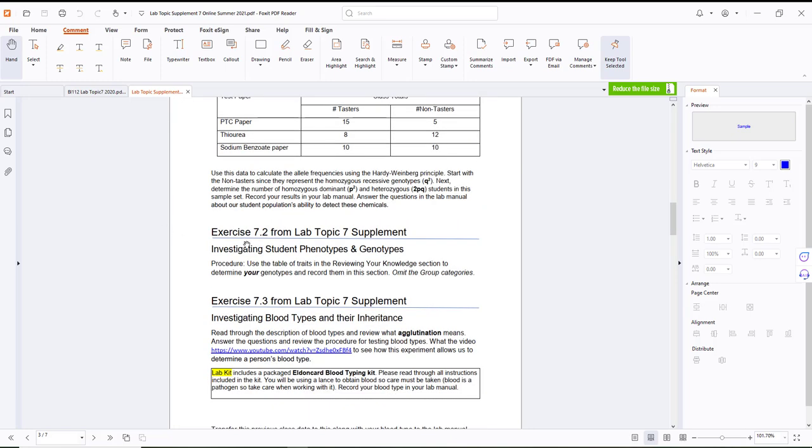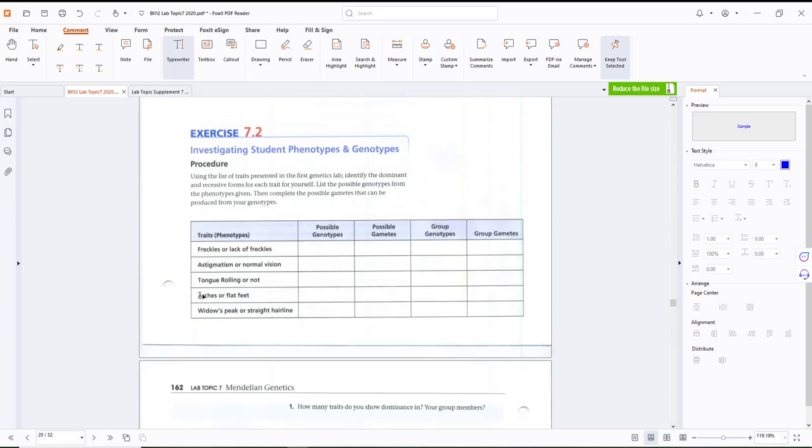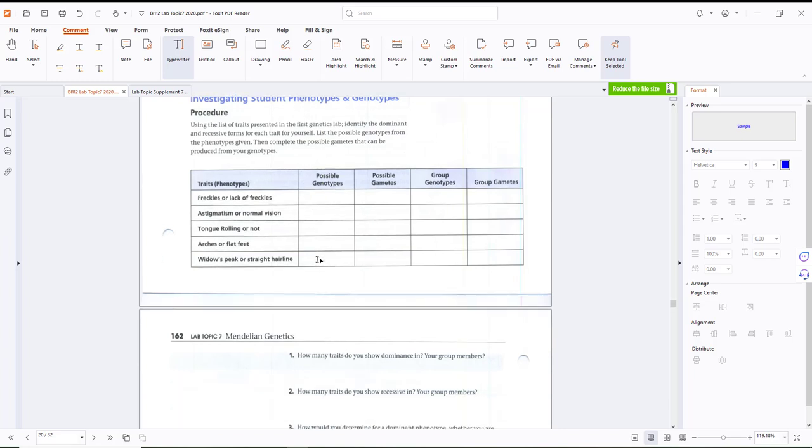In 7.2, you're going to be investigating the possible student phenotypes and genotypes. This is just given based on the dominant and recessive forms of each trait for yourself. So list the possible genotypes and phenotypes given.